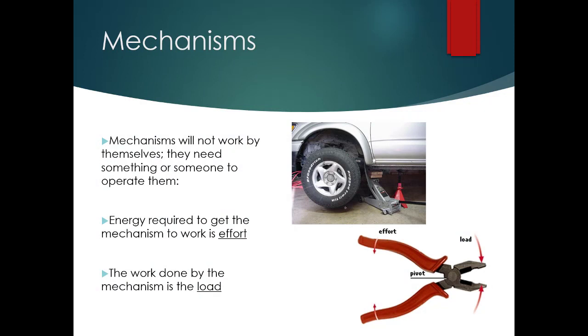Now, mechanisms do not work by themselves. They need something or someone to actually get them to work. So if we take, for example, the pliers here, the energy required to get it to work we call the effort. The actual work that's done, in this case the pliers gripping something, we call the load. Now if we look at the trolley jack here that's jacking up the car, the load is there, that's what's being pushed up, and the effort is the person pulling down on the lever to actually get the jack to operate.